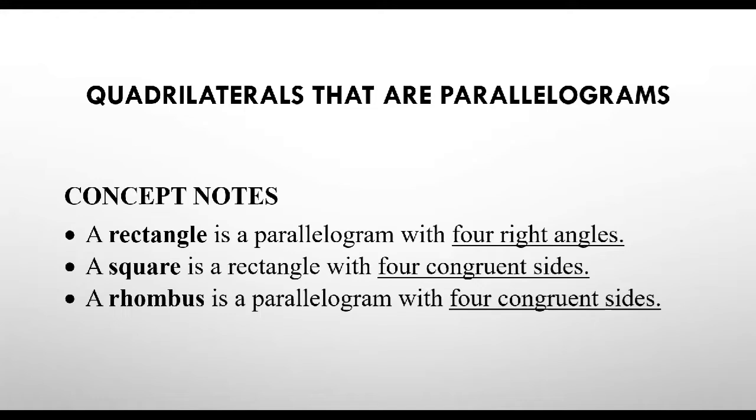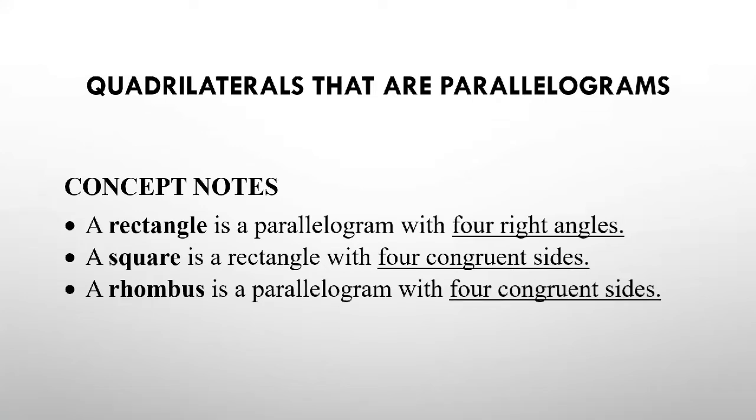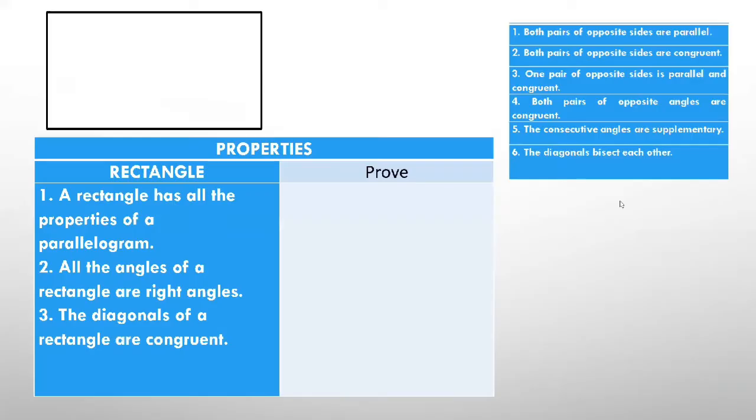And we also have the rhombus. It is a parallelogram with 4 congruent sides. So now we are going to have the properties of the quadrilaterals that we have, which are the rectangle, square, and rhombus. So we are going to apply the properties to our plane figure. So let's start first with our rectangle.